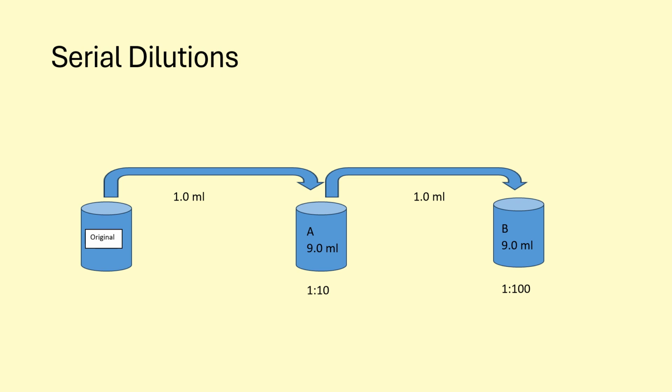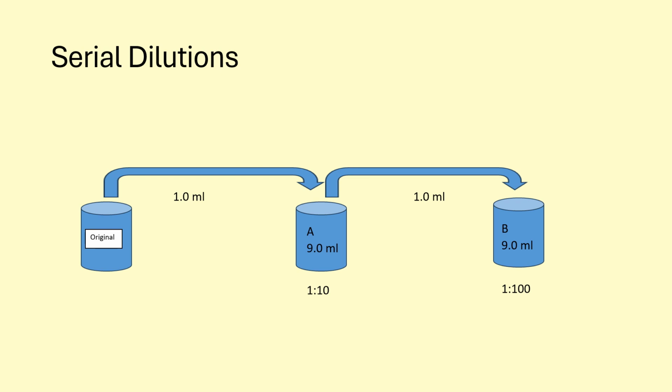You take that from the original sample and you put it into a test tube or into a flask. In this case I'm showing that this container A already has 9 milliliters of sterile water in it. So you would now say this original sample, we compare everything back to it, is a 1 to 10 dilution in sample A. So sample A is diluted 1 to 10 as compared to the original. How do I get the 1 to 10? The 1 comes from over here. How much did you put in? You put 1 in.